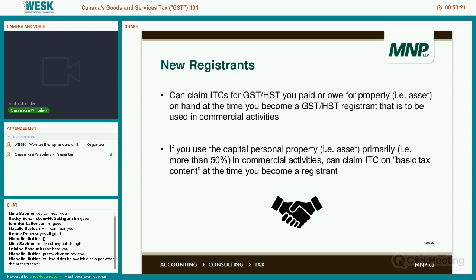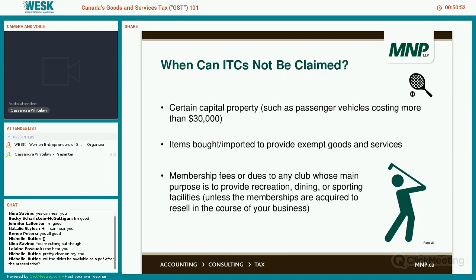The other thing is for capital personal property, if you're going to be using it primarily or more than 50% in commercial activities, you can claim an ITC, and this will be based on what's called the basic tax content of that item. And so generally speaking, the basic tax content will be the lower of the fair market value of the item at that time and the amount that you actually paid for it. So this basically allows you to claim the input tax credit but not make money on it, kind of thing.